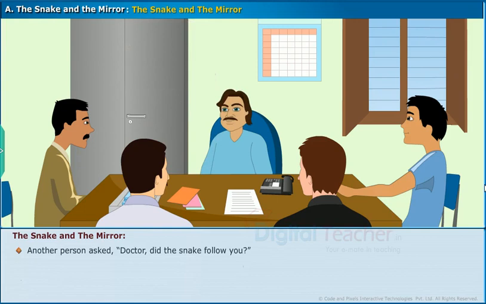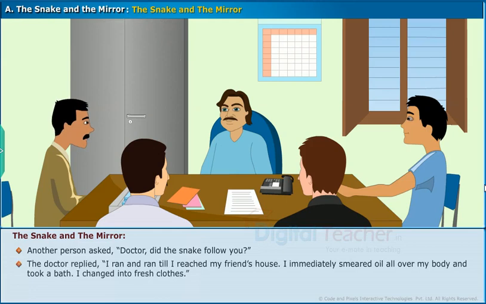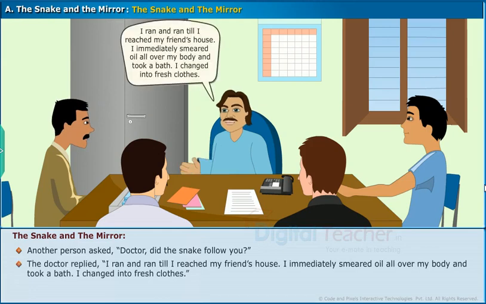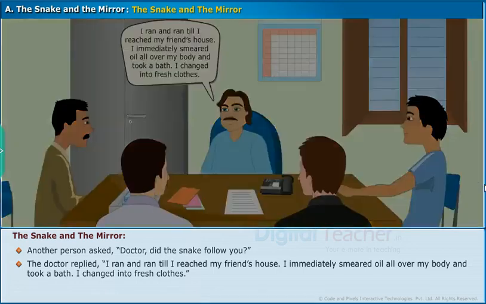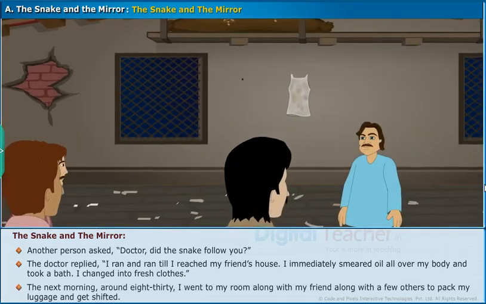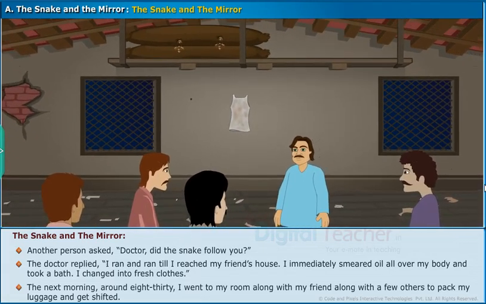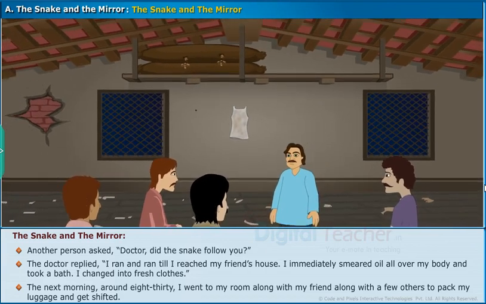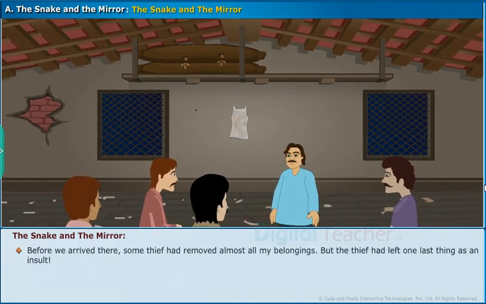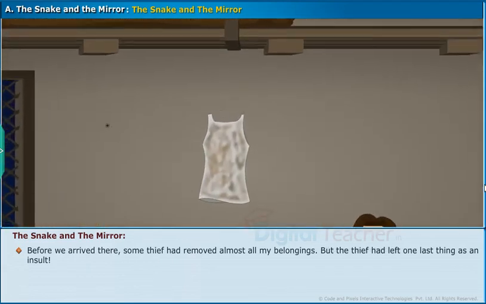Another person asked, "Doctor, did the snake follow you?" The doctor replied, "I ran and ran till I reached my friend's house. I immediately smeared oil all over my body and took a bath. I changed into fresh clothes. The next morning, around 8:30, I went to my room along with my friend, along with a few others, to pack my luggage and get shifted. Before we arrived there, some thief had removed almost all my belongings, but the thief had left one last thing as an insult."